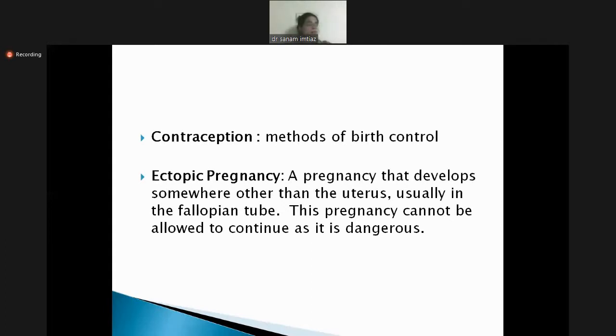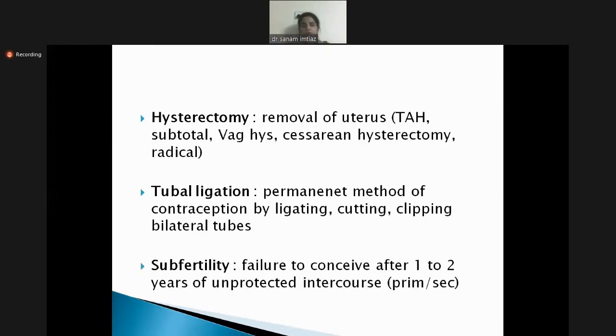Ectopic pregnancy is a pregnancy that is occurring outside the normal uterine cavity. It can be in the tubes, it can be the ovaries, it can be in the pelvis, it can be anywhere else. Okay? So that is ectopic pregnancy. Anywhere outside the normal uterine cavity would fulfill the criteria of ectopic pregnancy. Hysterectomy is the removal of the uterus.